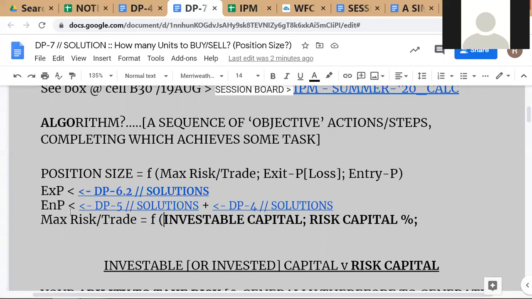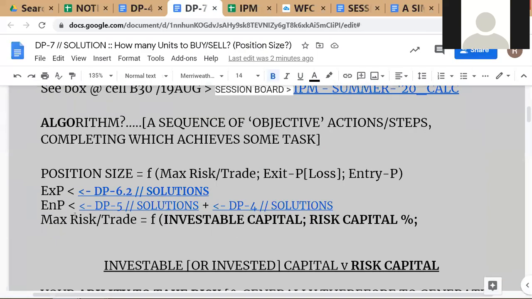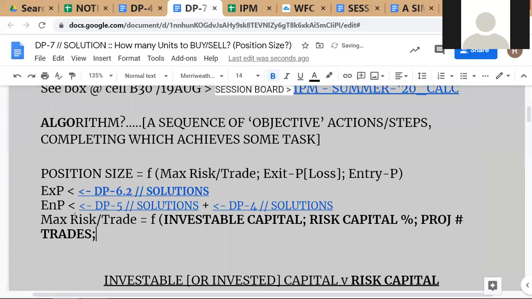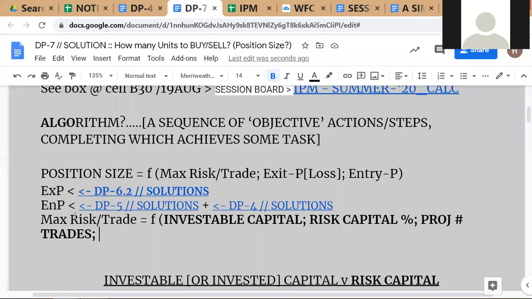So maximum risk per trade is a function of investable capital, risk capital percentage, which gives you the risk capital amount. Okay, and it is also a function of projected number of trades and percentage losers. All right. Okay. So now you see, once you have these 4 variables, investable capital, risk capital percentage, this gives you the risk capital figure, projected number of trades, and percentage losers.